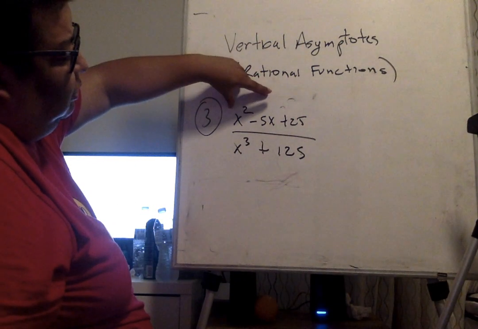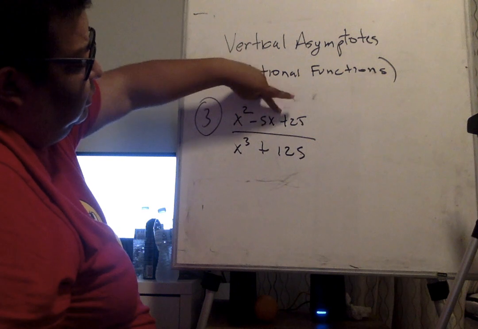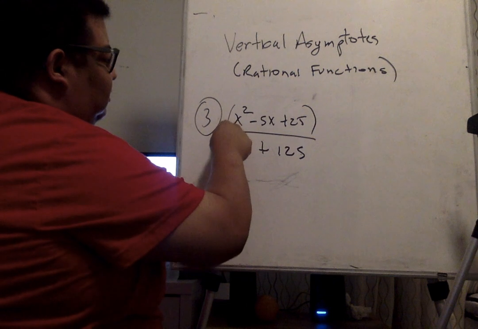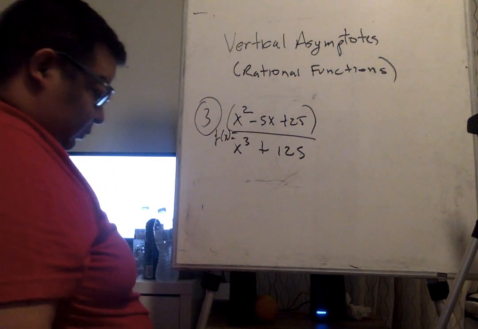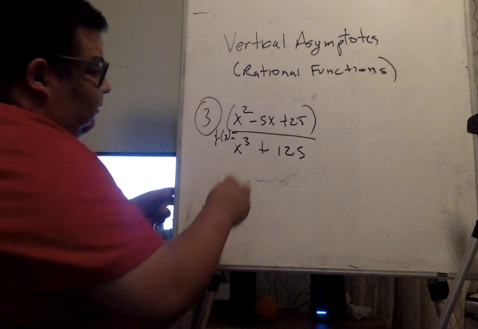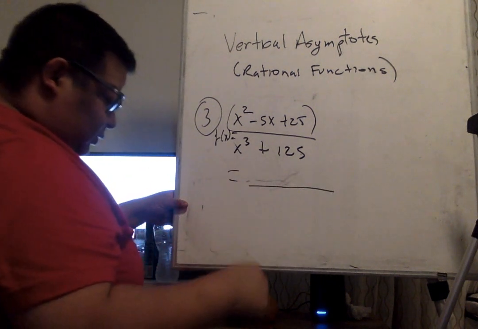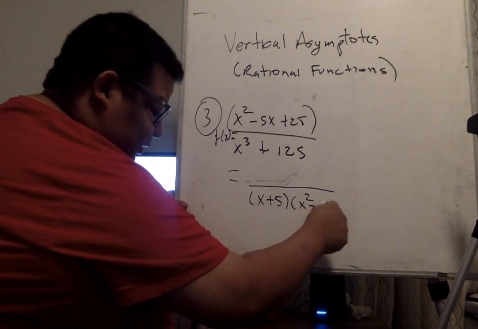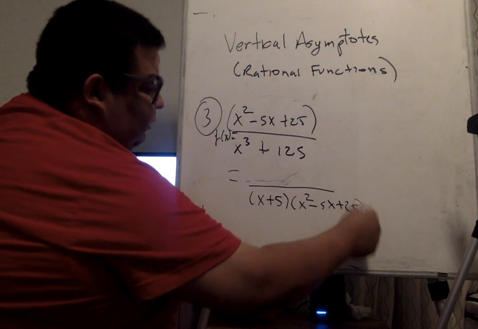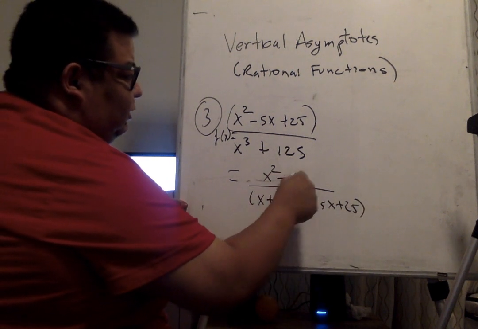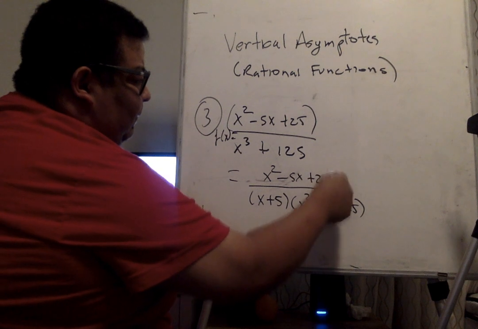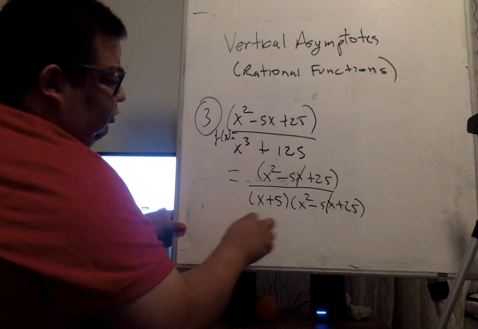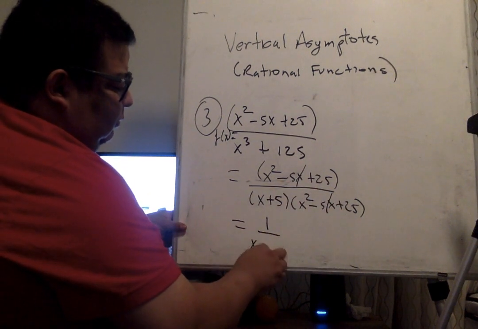Notice here we can factor this one easily, so we just have to do this one. So let's just leave the numerator as it is. So this is f of x equals that. Okay, so let's see how we can factor it. So the denominator is going to look like this: x plus 5 times x squared minus 5x plus 25, and the numerator is going to stay the same. But notice this term and this term, they all cancel. So all you're left with is 1 over x plus 5.